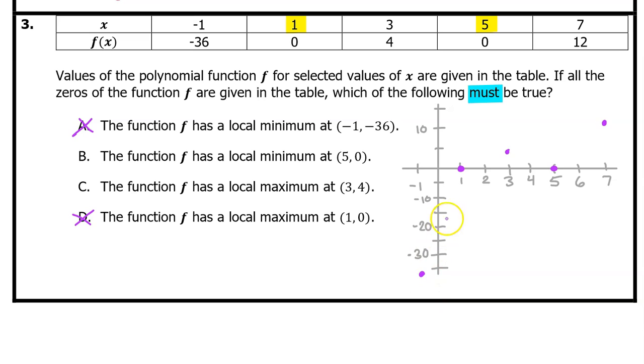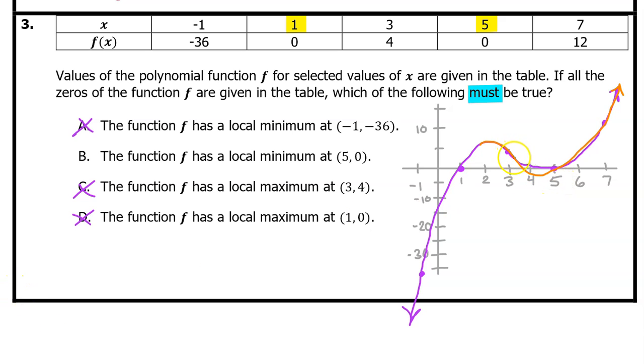Is there a way that I could draw the curve such that 3, 4 is not a relative max? Sure, there's nothing that tells us that f doesn't go up higher than 4 and then come back down through the point 3, 4. So option C does not have to be true. On the other hand, there is no way to draw f so that 5, 0 is not a local minimum.